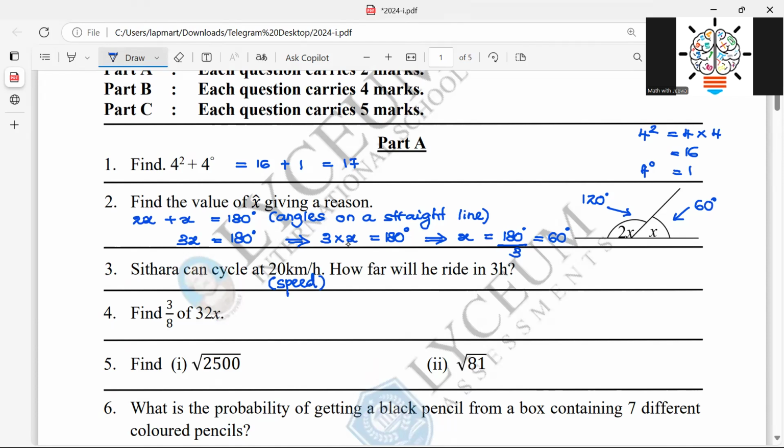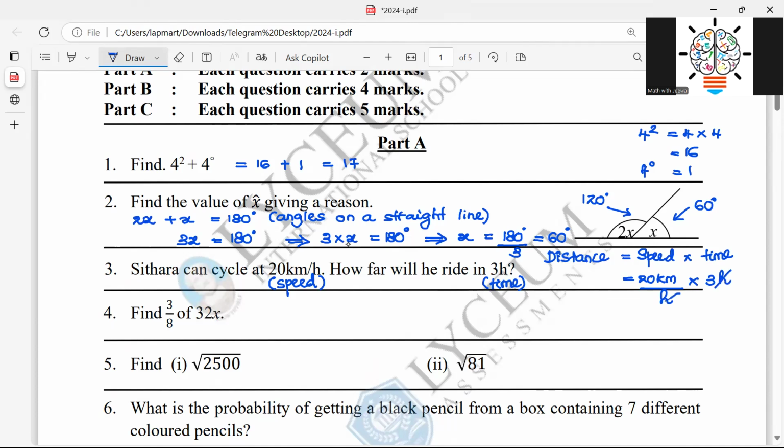How far will he ride in 3 hours? So 3 hours means time. Then how far means we want to find the distance. If you can remember the three equations we learned, the speed is equal to distance divided by time. Distance is equal to speed multiplied by time. So that's the formula. Then the speed I write 20 kilometers per hour, multiplied by 3 hours.